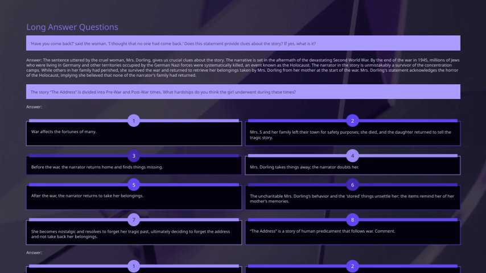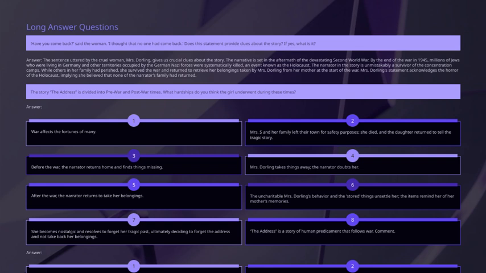The story, The Address, is divided into pre-war and post-war times, and it's crucial to consider the hardships the girl endured during these periods. The cruel words of Mrs. Dorling give us important clues about the story. The narrative is set after the devastating Second World War, when millions of Jews faced the horrors of the Holocaust.